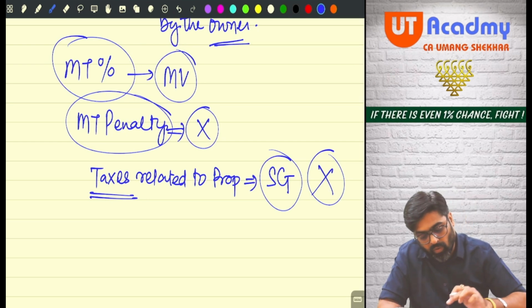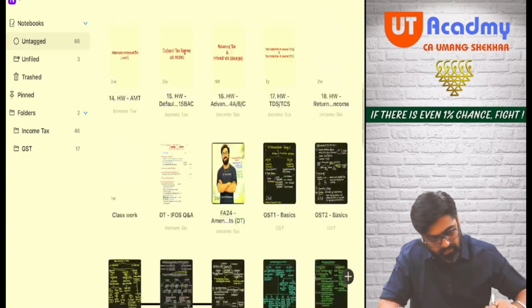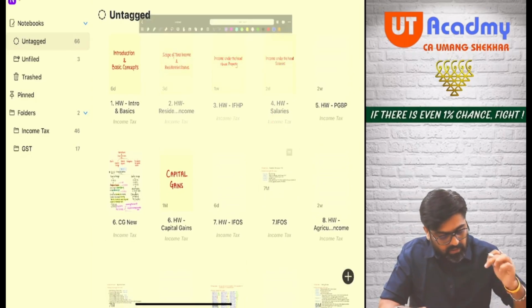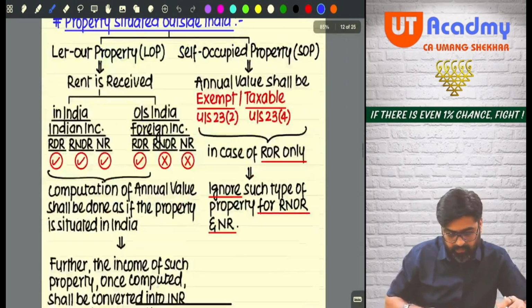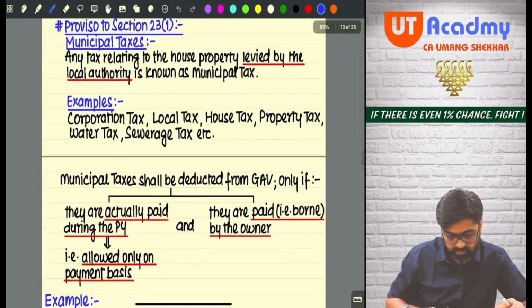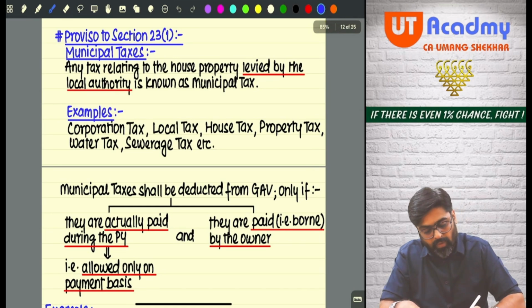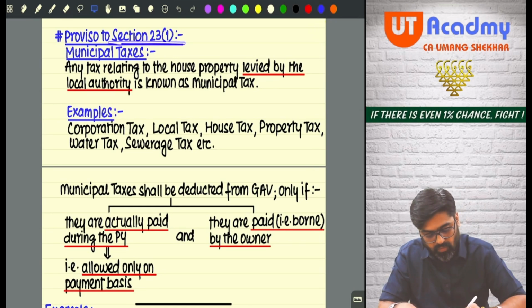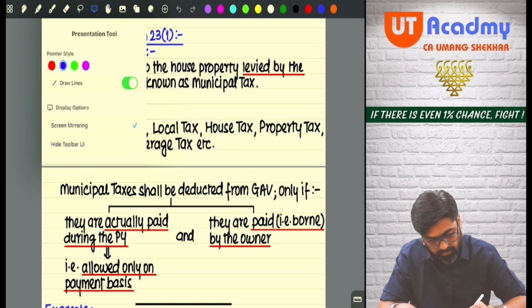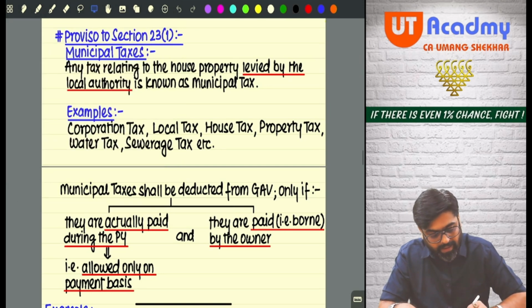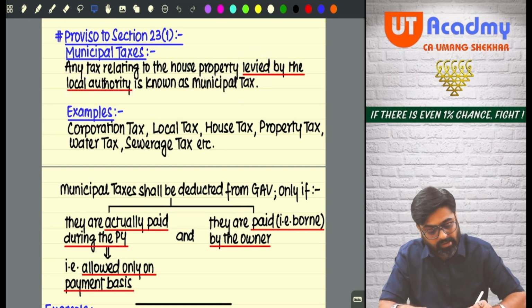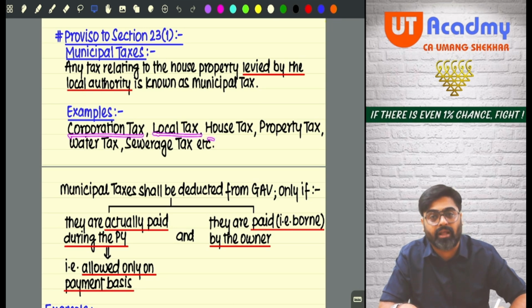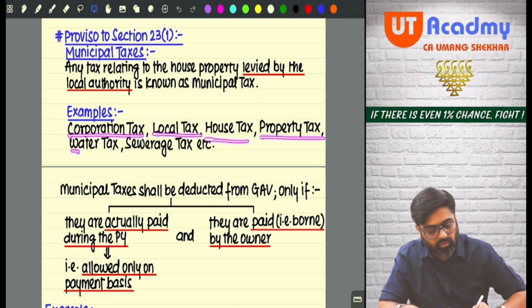Okay. So see, whatever we have studied so far, we'll check in our notes. Please pay attention. See, this is the proviso to section 23(1). What does this proviso say? Any tax relating to the house property levied by the local authority is known as municipal tax. What are the examples? Corporation tax, local tax, house tax, property tax, water tax, sewerage tax.